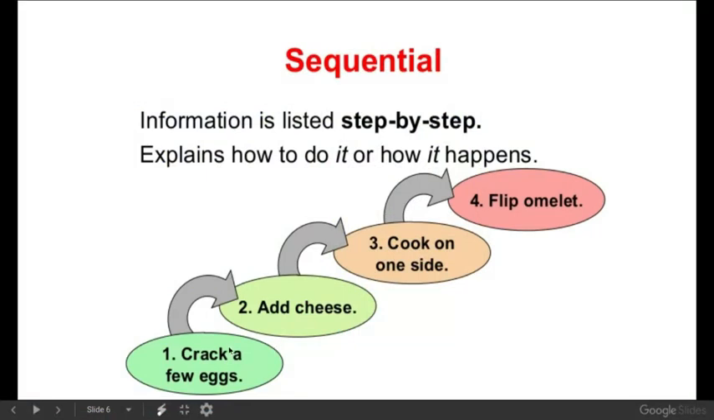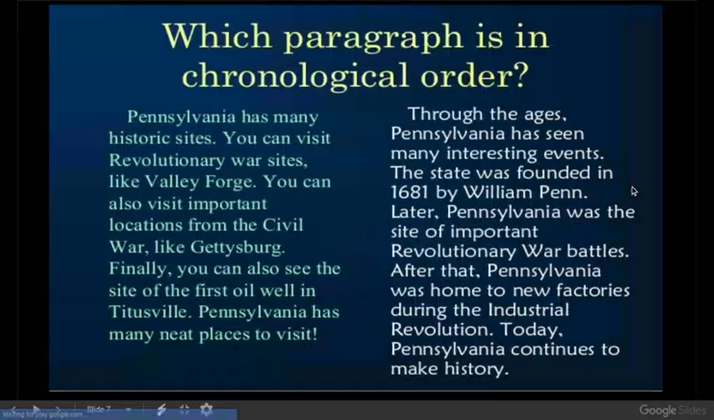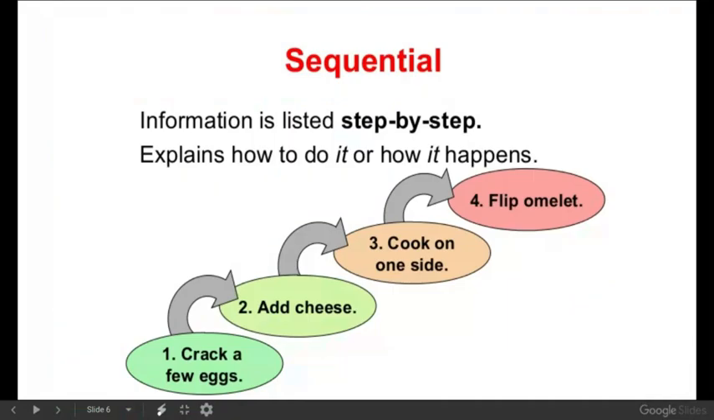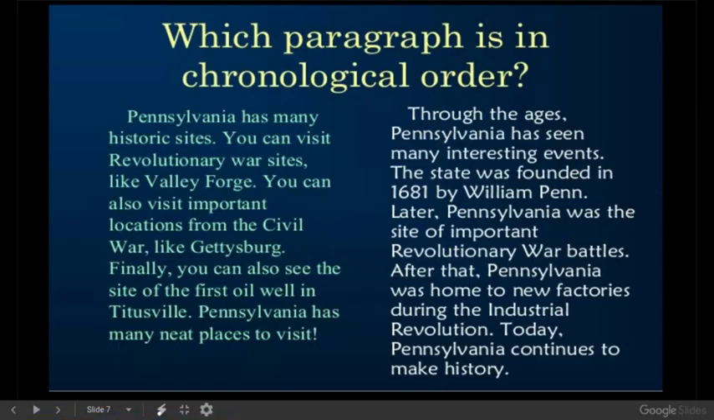And so here's an example. First, you would crack a few eggs, then you would add some cheese, then you would cook on one side, then you would flip it and fold it and bake an omelet. So a lot of how-tos. If you remember, maybe in elementary, your teacher did the peanut butter and jelly sandwich how-to. That would be sequence or chronological text structure.